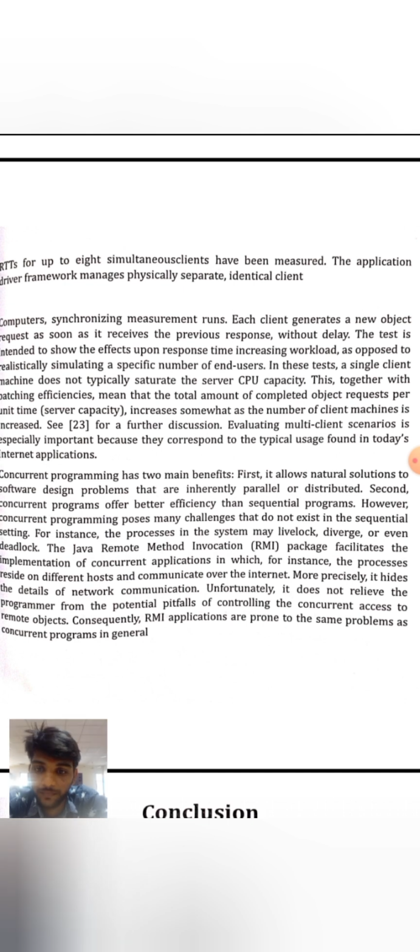Concurrent programming has two main benefits. First, it allows natural solutions of software design problems that are inherently distributed. Second, concurrent programs offer efficiency over sequential programs. Certainly, it does not protect the programmer from the potential pitfalls of controlling concurrent access to remote objects. Consequently, RMI applications are prone to the same problems as concurrent programs in general.